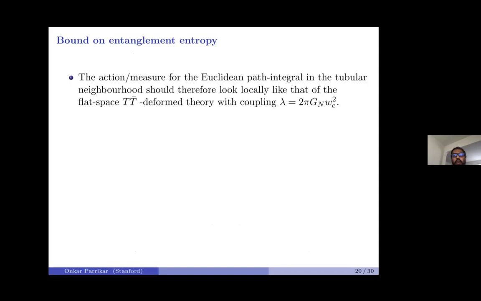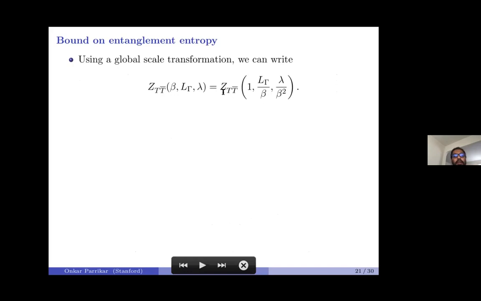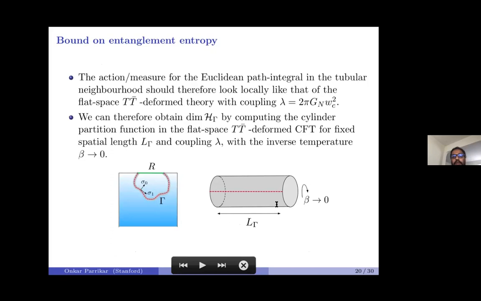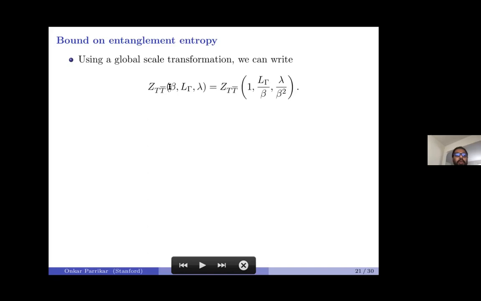So if we for now believe that these extrinsic curvature contributions are small, and this is something we should come back to at the end, then we can calculate the Euclidean partition function of the T-Tbar deformed theory on the cylinder as follows. In this approximation, we are on a flat space cylinder with length L gamma and the time length beta going to zero. So we can write the partition function on the cylinder by using a global scale transformation like so. Instead of having length for the time circle beta, we take the length of the time circle to be one. The spatial length correspondingly gets rescaled with 1/beta, and the T-Tbar coupling also gets rescaled with 1/beta², because this just follows from dimensional analysis.